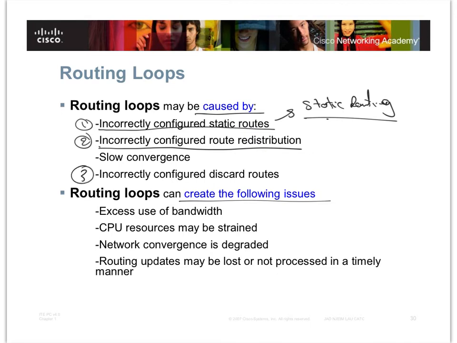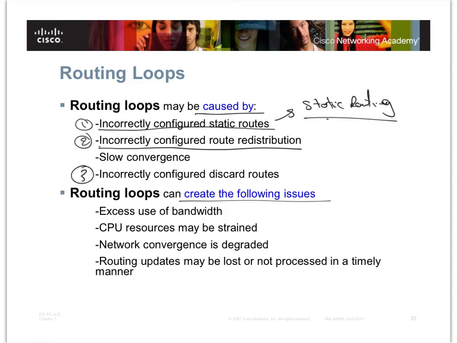Number three here is incorrectly configured discard routes, another reason for routing loops to happen. This is due to incorrect route updates or route redistribution.